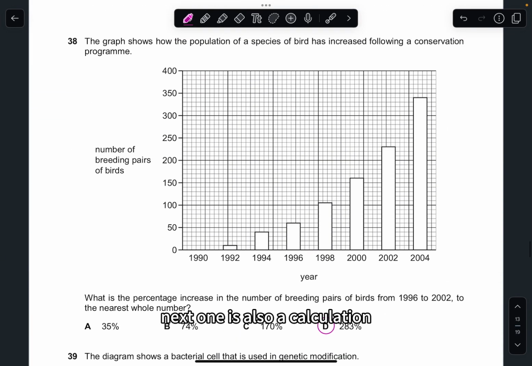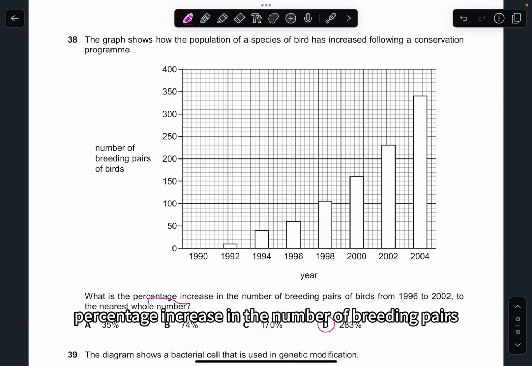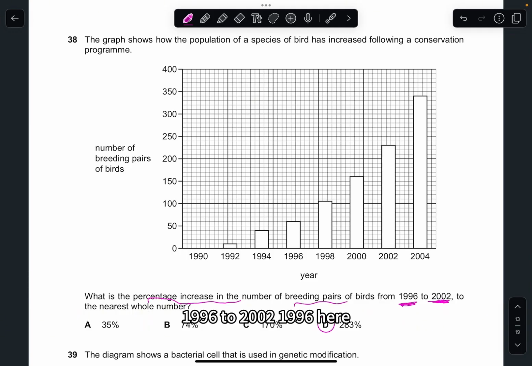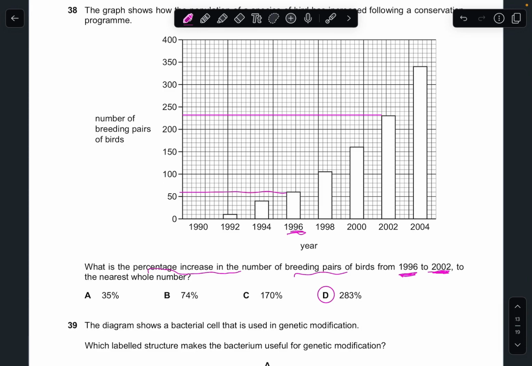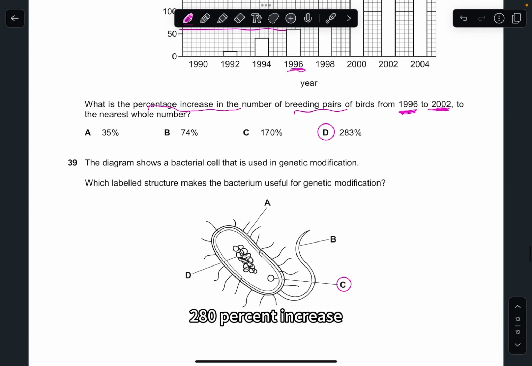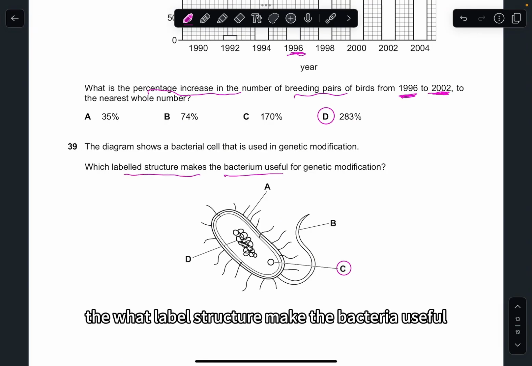The next one is also a calculation. They show you a graph, and ask what is the percentage increase in the number of breeding pairs from 1996 to 2002. 1996 here is almost 60, and 2002 here is almost 230. So if you do the calculation, it will be almost 280% increase.